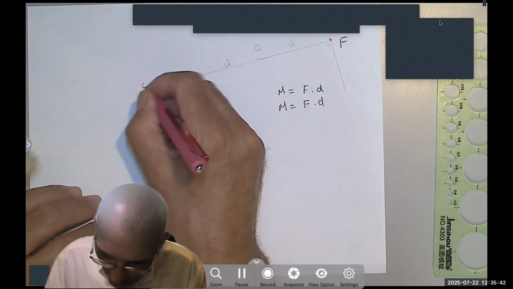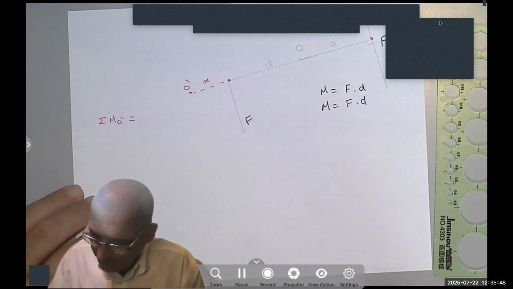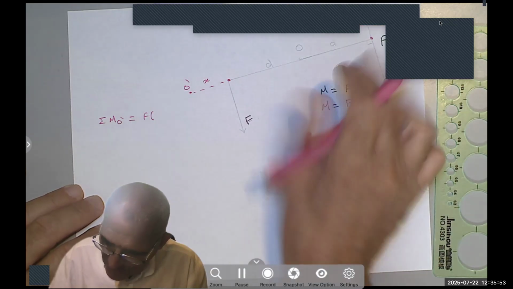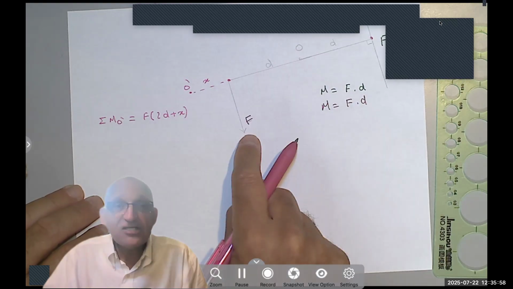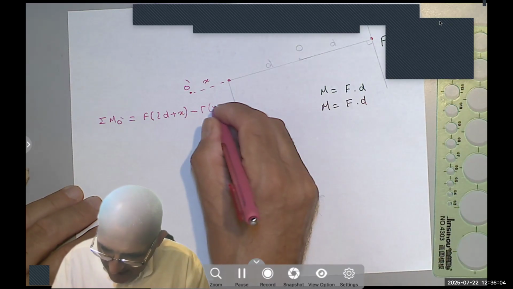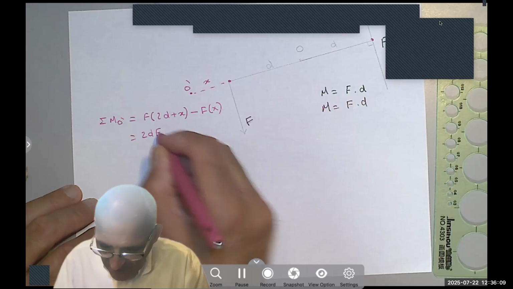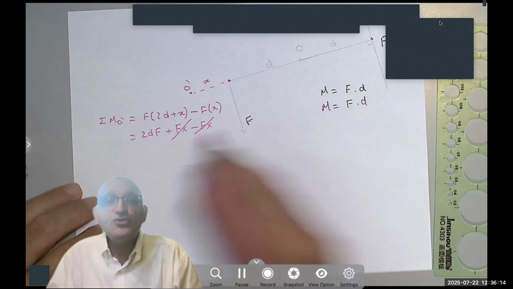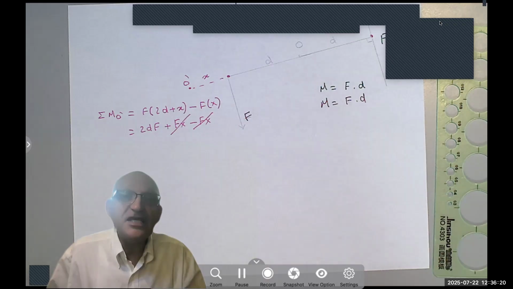If I take a point out here at a distance, say, of x, then the sum of the moments about this point, let's call it O prime, would be: F is rotating counterclockwise, so F times (2D plus x). But this one is rotating clockwise, so it's the negative moment, F times x. So this is 2DF plus Fx minus Fx. It's still 2DF. So it doesn't matter where you calculate the moment. This is a free moment.